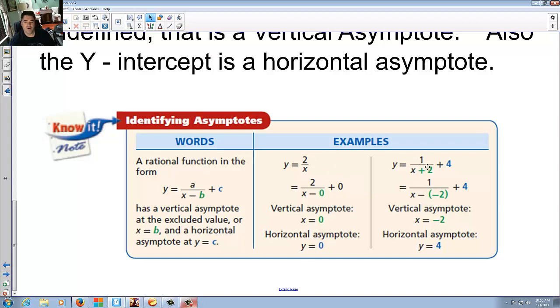Take a look here. 1 over x plus 2, and then plus 4. What do I do to make plus 2 into an opposite? Well, I'm going to put basically negative 2. Now they're saying x minus negative 2. Whatever way makes you happy. I'm just going to say, what do I do to a positive 2 to make it 0? I'm going to put negative 2. And since there's a plus 4 after, that is your horizontal asymptote.